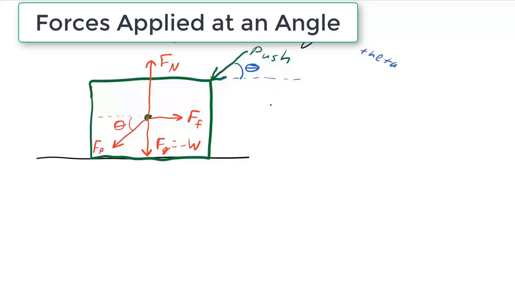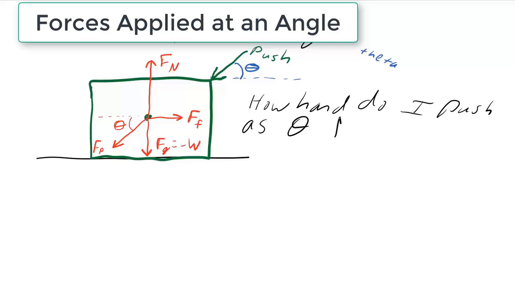So let me ask you this question. If I push at a larger angle, how much harder do I have to push if I want to make the box go forward? So how hard do I push as theta increases? Here's some shorthand for you. For those of you who take notes, should be all of you. Do you recognize by looking at the picture that if I push at a larger angle and I want the box to move forward, I need to push harder. If I increase theta, I need to push harder. So I'll just write harder.